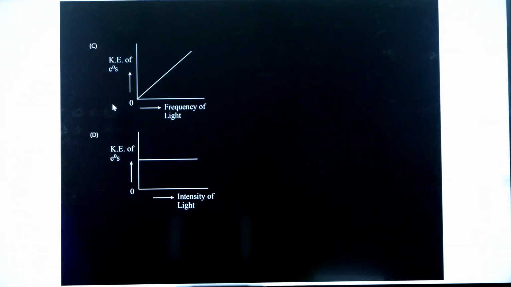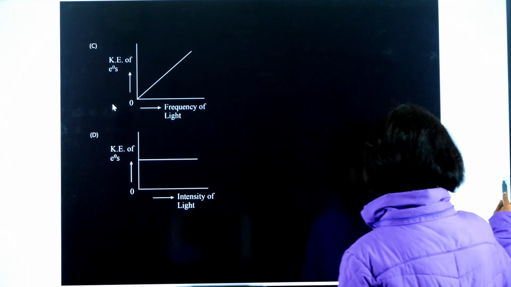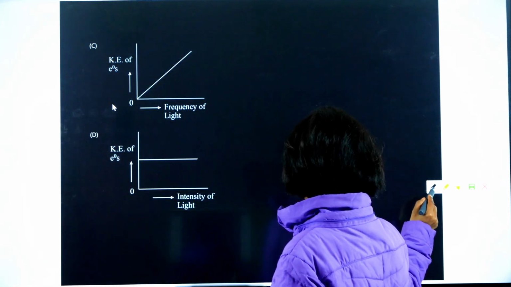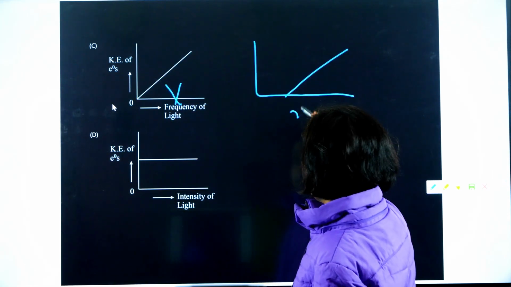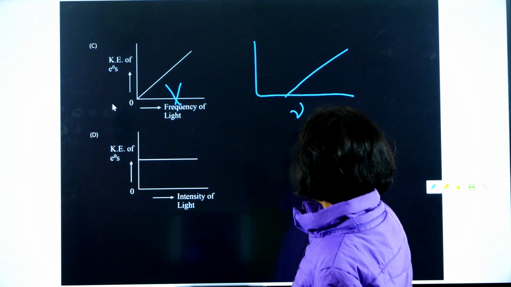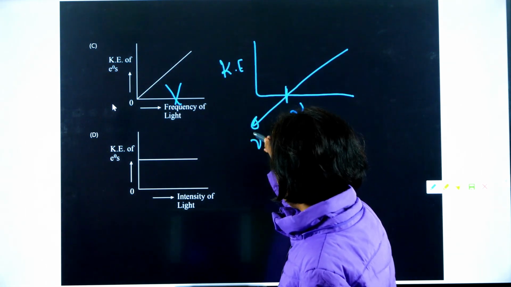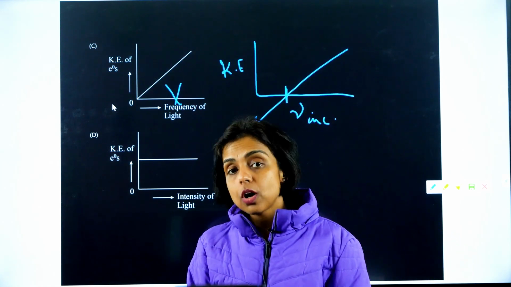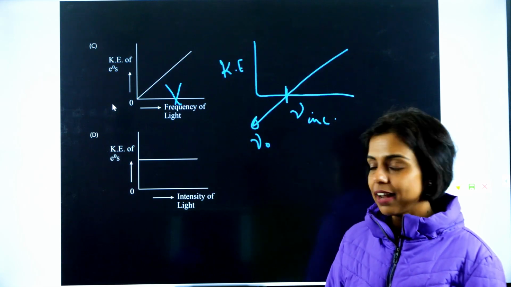So by this logic, the C graph is not correct because it's not like that. We need a certain minimum frequency to eject the electron, right? It should be like this. This is the incident frequency. This is the kinetic energy. And this is the mu naught. You should have frequency equal to mu naught or greater than that to show the photoelectric effect, the ejection of electron having kinetic energy.